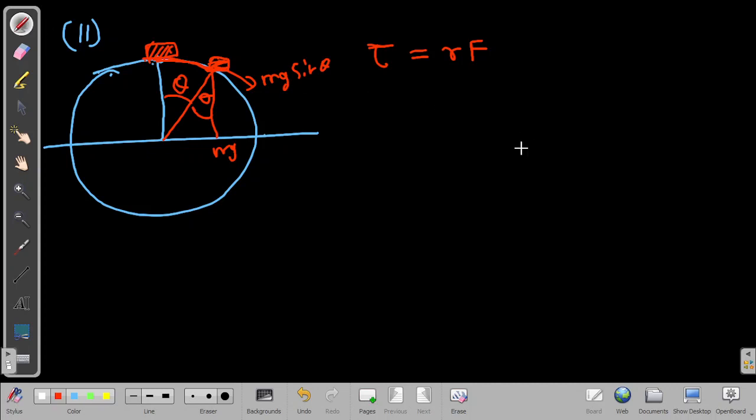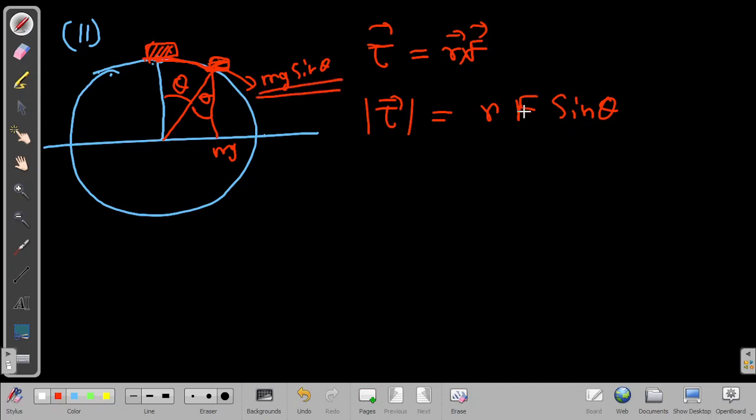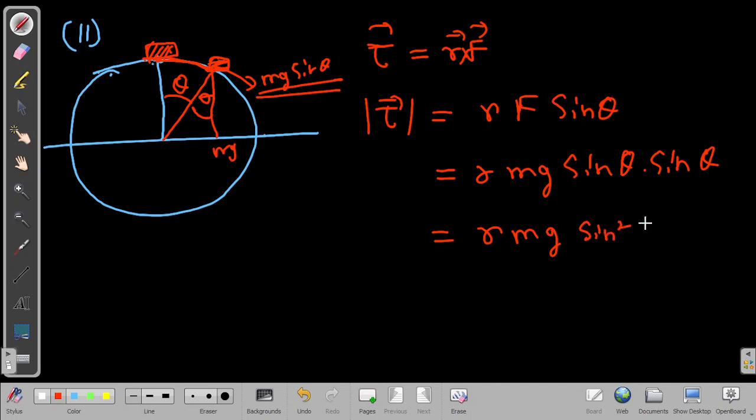So what will we do? We will write tau is equal to r cross F. Let us use some vector notation, okay. Now what we need is the magnitude of torque, so we can simply write rF sin theta, okay. The force that is generating the torque is F, so r into mg sin theta into sin theta, okay. That means r mg sin square theta.